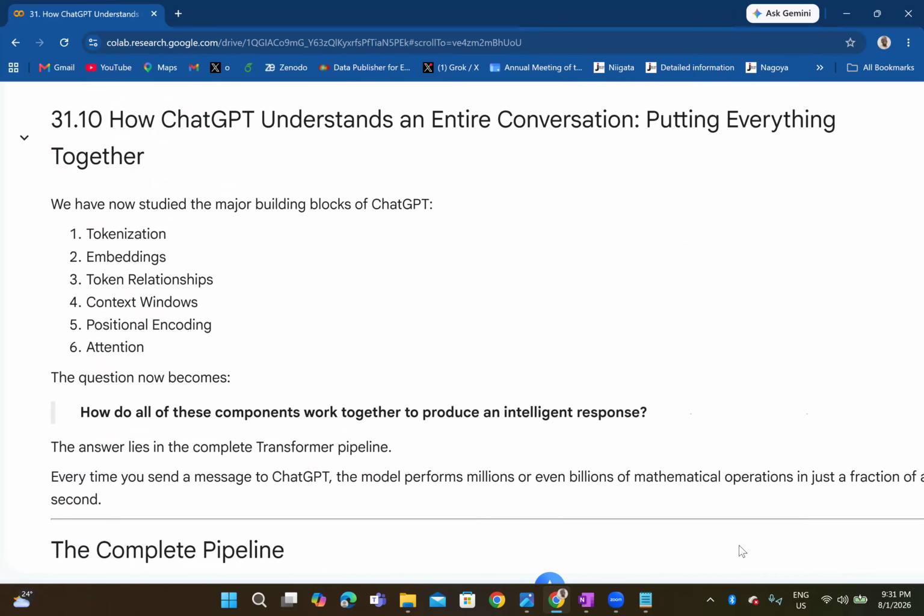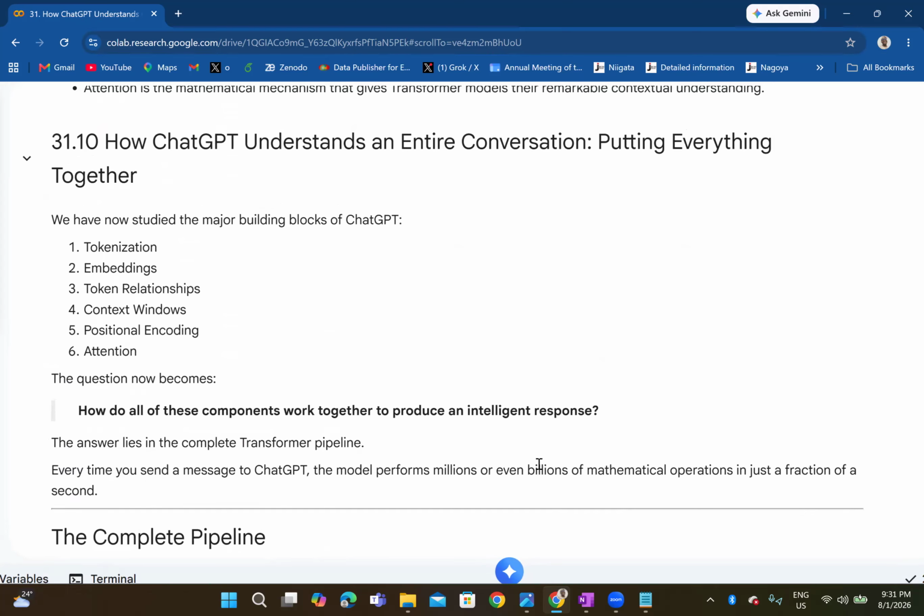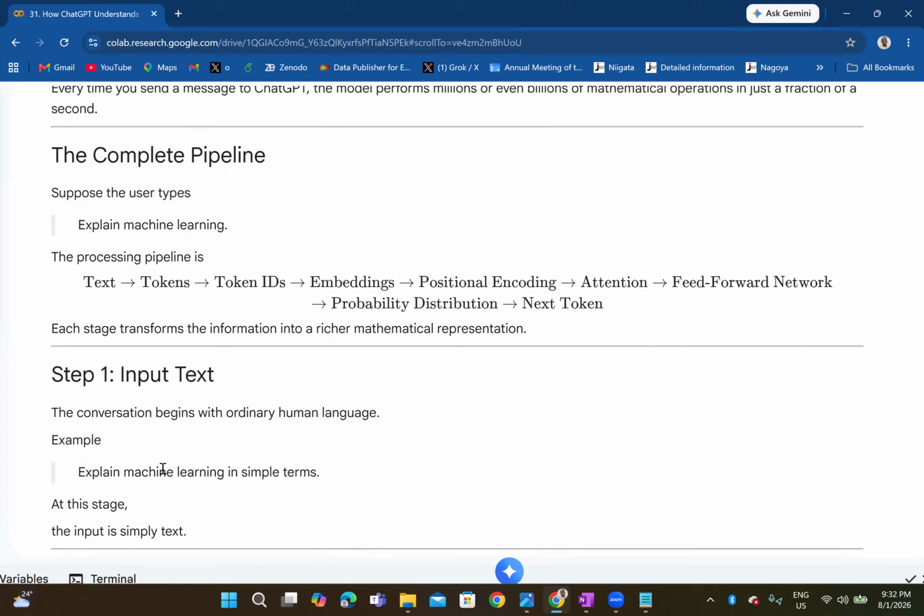Now the question is how ChatGPT understands an entire conversation, that is, putting everything together. We have now studied the major building blocks of ChatGPT, like tokenization. When you put in your prompt, it is tokenized, the tokens are embedded, token relationships are established, and then you have context windows, positional encoding, and attention to see which of the tokens requires the highest attention. So how do all these components work together to produce an intelligent response? The answer lies in the complete transformer pipeline. Every time you send a message to ChatGPT, the model performs millions or even billions of mathematical operations in just a fraction of a second.